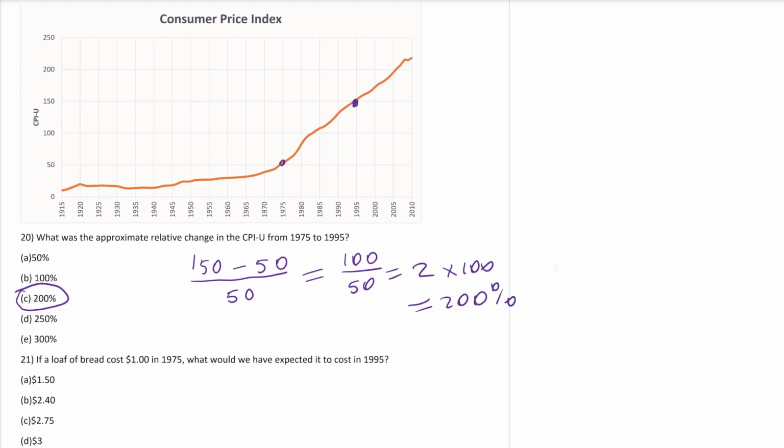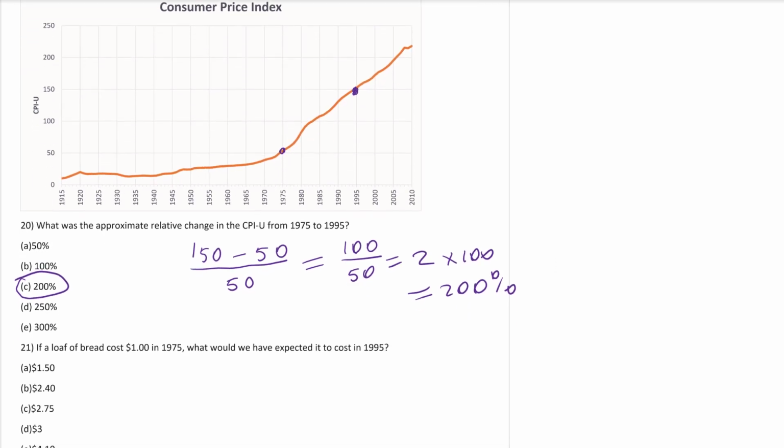Now, question number 21 is very important for us to understand. So 1975 and 1995: the loaf of bread was $1 in 1975, and we want to know how much it would cost in 1995 based on the CPIU, because that's the index that tells us the relative pricing. So in 1975 the index was 50, while in 1995 it was 150, right? We did it just in the previous one.